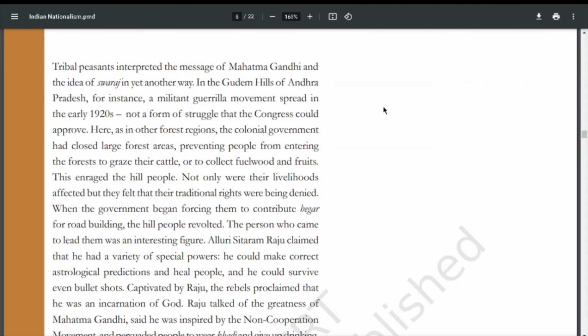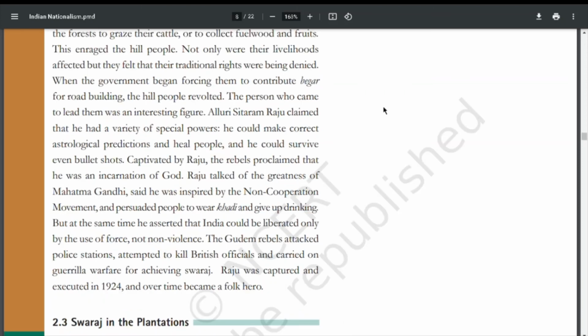When the government began forcing them to contribute begar for road building, the hill people revolted. The person who came to lead them was an interesting figure, Alluri Sitaram Raju. Alluri Sitaram Raju claimed that he had a variety of special powers. He could make correct astrological predictions and heal people, and he could survive even bullet shots. Captivated by Raju, the rebels proclaimed that he was an incarnation of God.